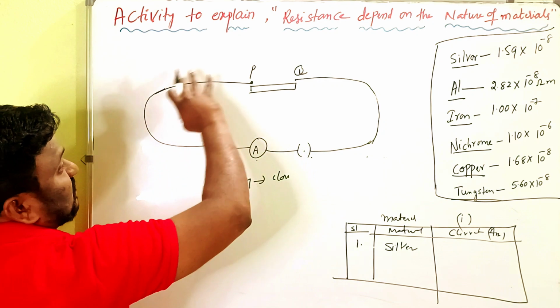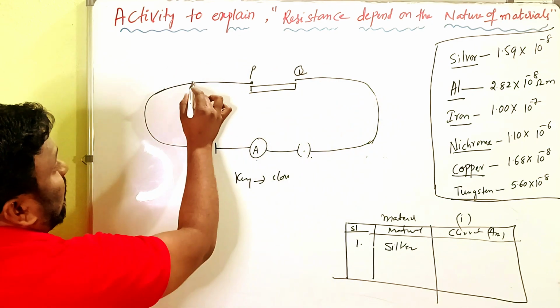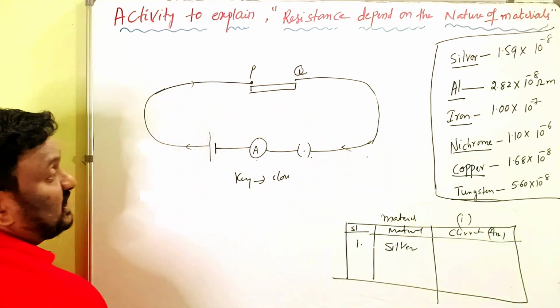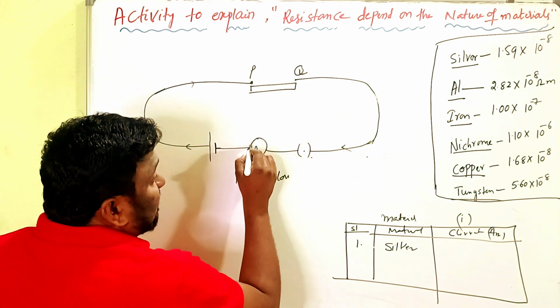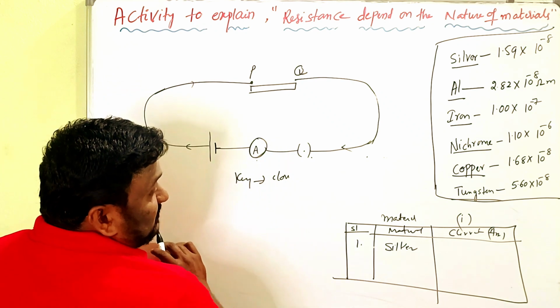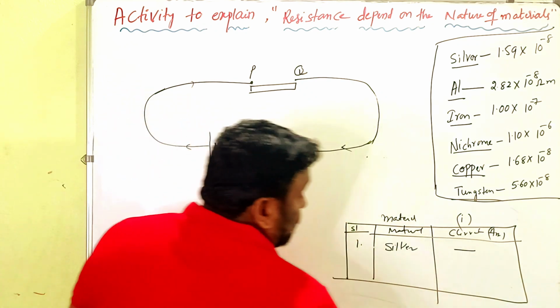Then it is now a closed circuit, and the current is moving from higher potential to lower potential in the circuit. Then you have to identify how much current is shown in the ammeter. That's the value you have to note here.